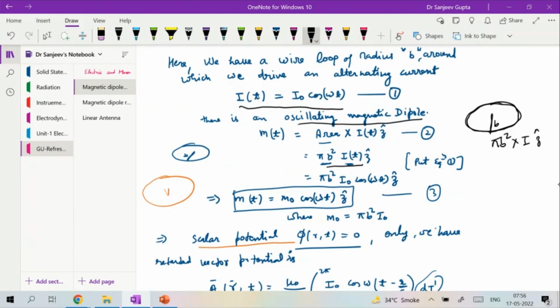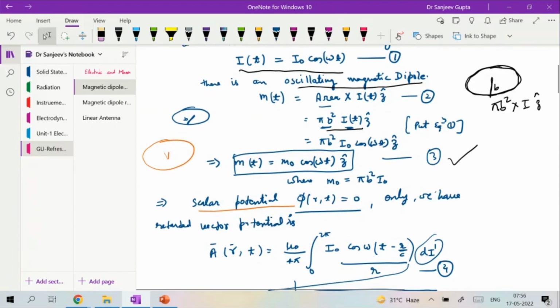Therefore, if I write the expression for the oscillating magnetic dipole, I can write that m(t) is equal to m0 cos omega t z, acting in the z direction, which is my expression number 3, where m0 is equal to pi b square I0. So this expression we can write.